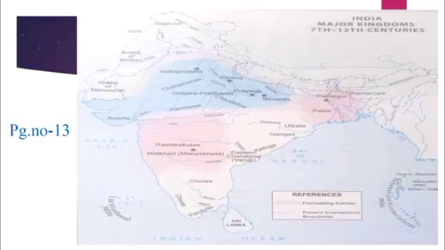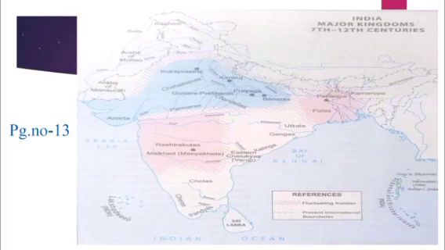Students, now you are going to take page number 13. Now look at the map. Here we can see those areas marked in the light pink color shows the areas under the control of Rashtrakutas. Students, you are going to mark only one area under the control of Rashtrakutas, like Malkhed. Malkhed is a town in Karnataka.